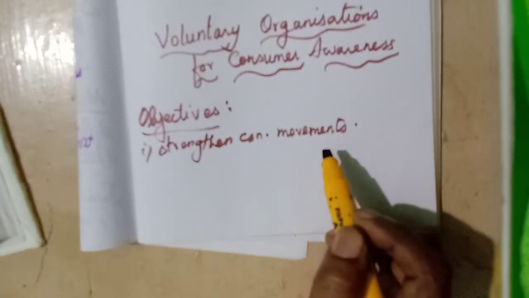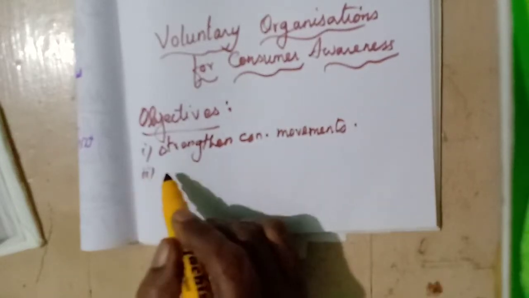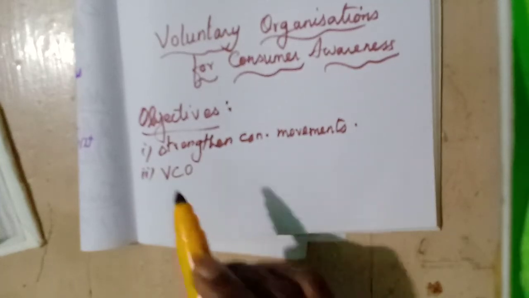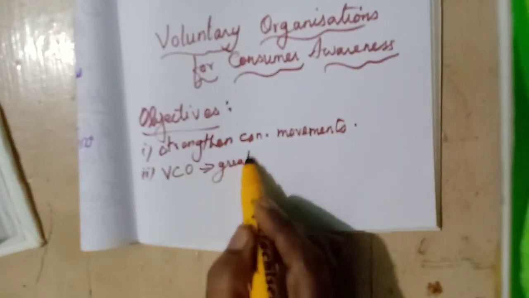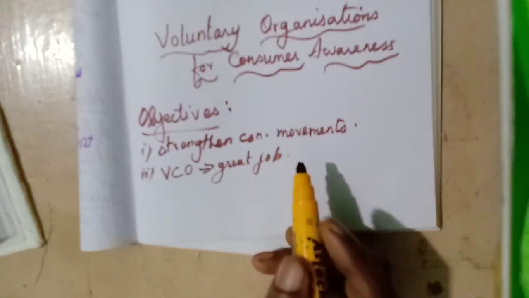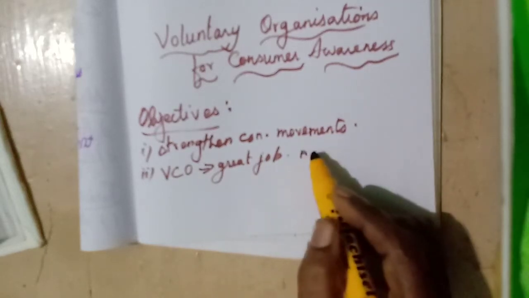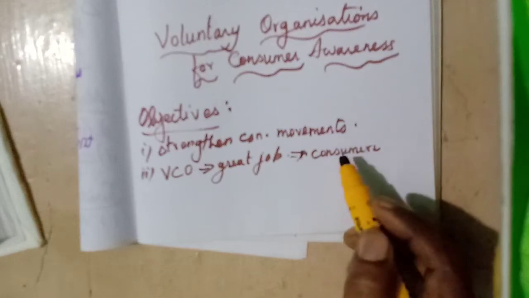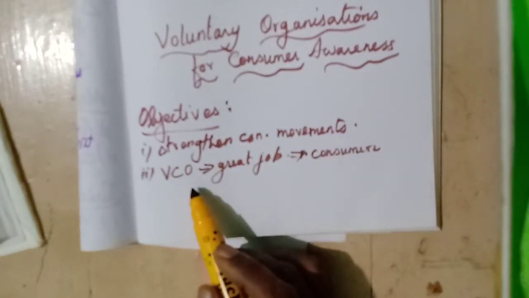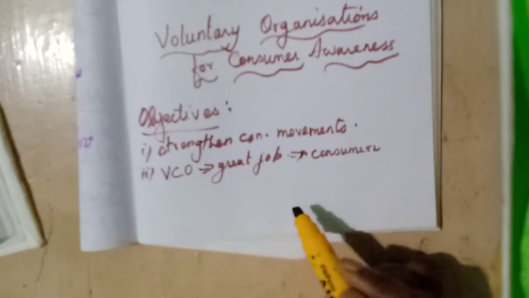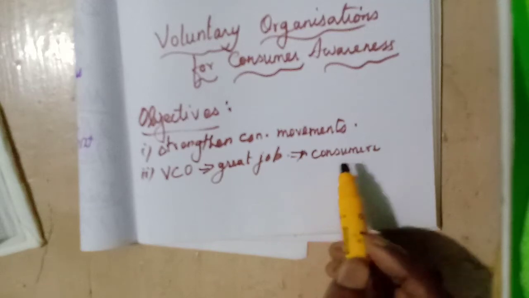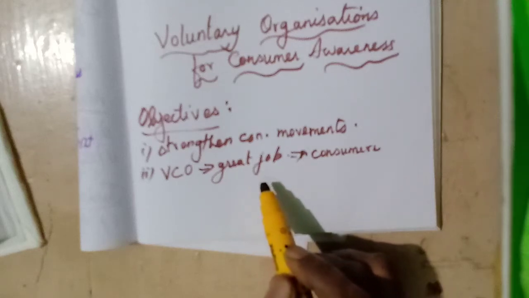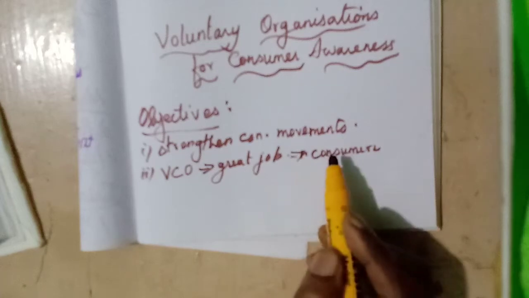Then, voluntary consumer organizations are doing a great job in order to create awareness among the consumers. Awareness among the consumers, that is the next main aim. Understand? So these voluntary consumer organizations are doing a great job because they have a great network. Those who are creating consumer awareness do a great job. They increase the awareness among the consumers.